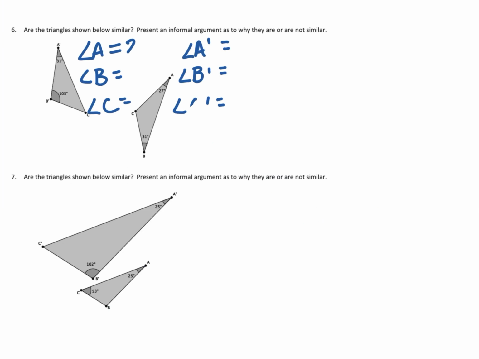Number 6, angle A is 27, angle B is 31, and angle C is not given. In A prime, it is 31 degrees, B prime is 103 degrees, and we need to figure out, is that enough to tell if they are similar or not? Well, none of these angles match up, and even if we had one that matched up, we need 2 because it's AA criterion. We need 2 sets of angles. So even if the third worked, it wouldn't be enough.